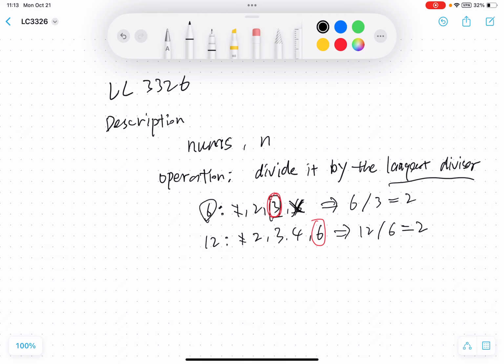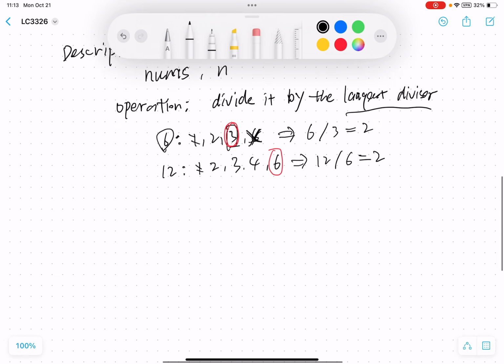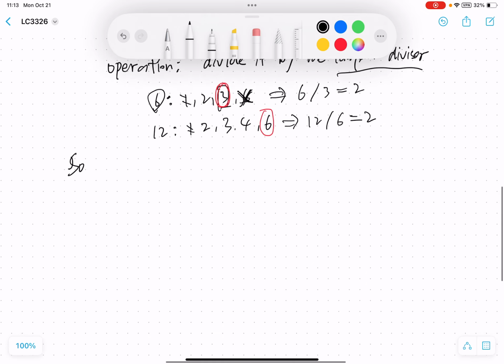This is the explanation of the operation. What you need to do is find the minimum possible number of operations after which we can turn the original array into a non-decreasing array. This is the description of this problem. Next part, let's talk about the solution.